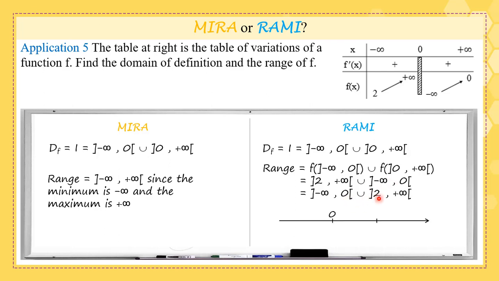Numbers that exist are 0 and 2. So you see, this is from negative infinity to 0, and this one is from 2 to positive infinity. And in fact, the two intervals do not overlap, and the answer would be the same interval, which is (negative infinity, 0) union (2, plus infinity). Now, which method do you prefer and why? I think Rami's method is correct. Mira's method is not correct because f of x doesn't take any value between 0 and 2.